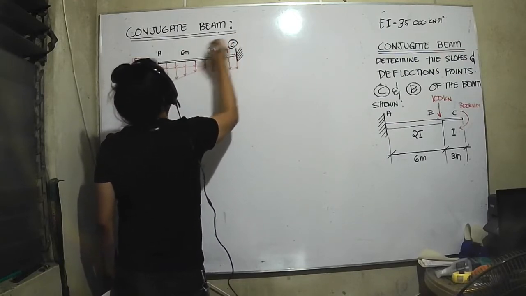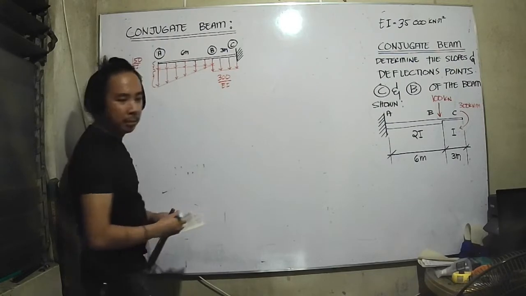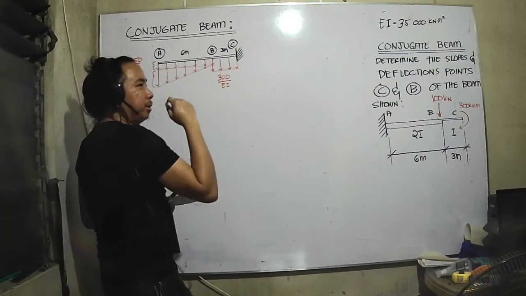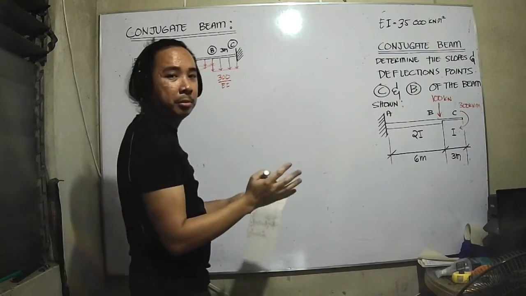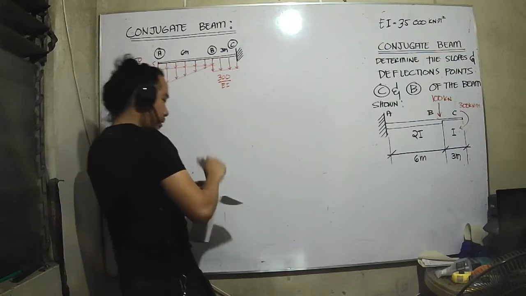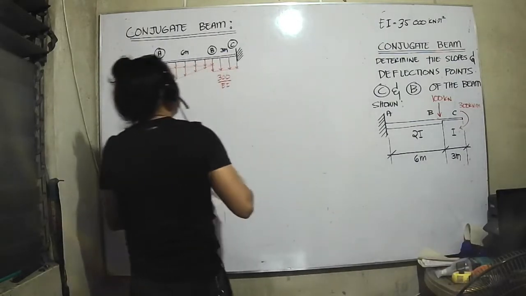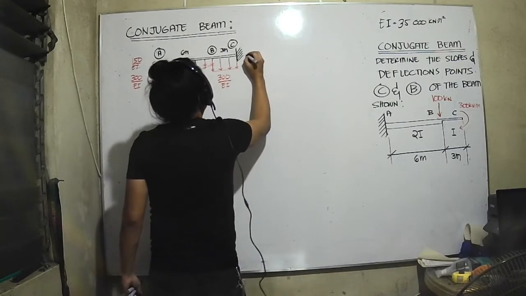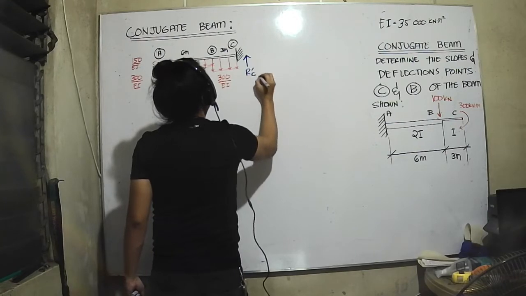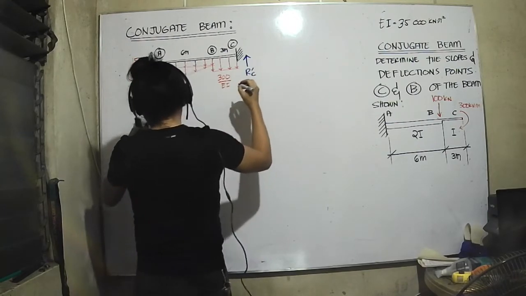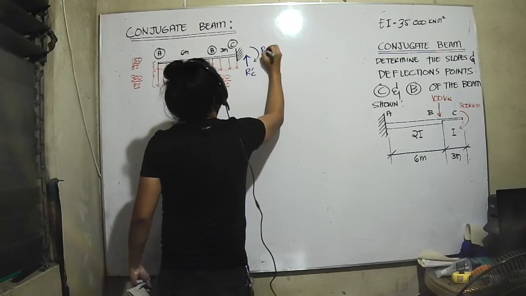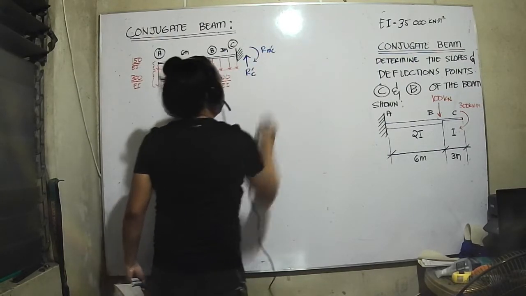Now, as such, we need to forget about structural theory. We just need to think about statics. Here, this is a fixed end, so there are reactions. I'll just call this RC prime, and of course, this is our RMC prime.